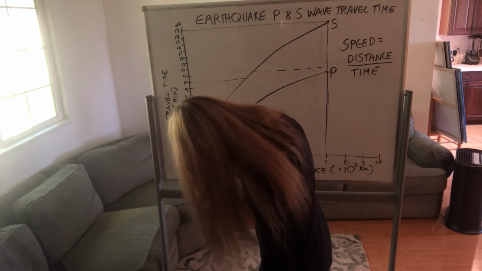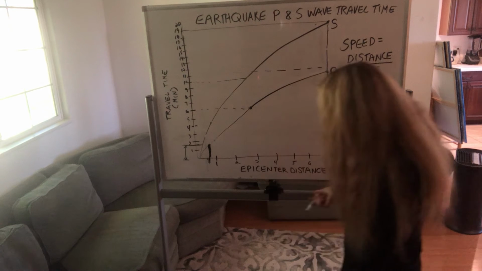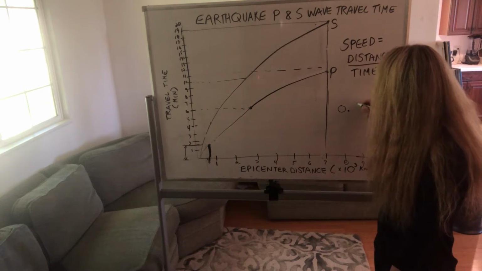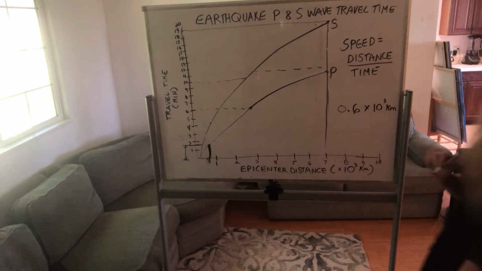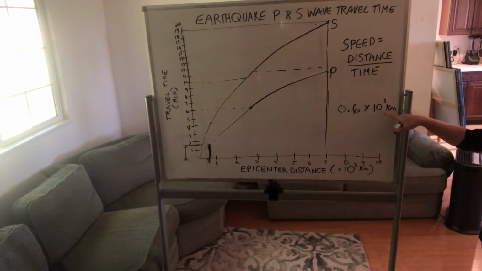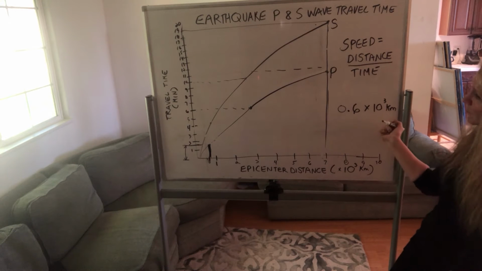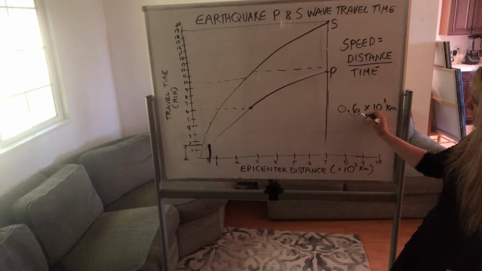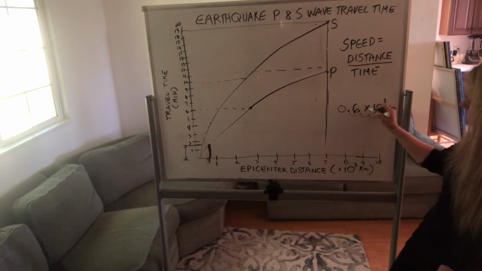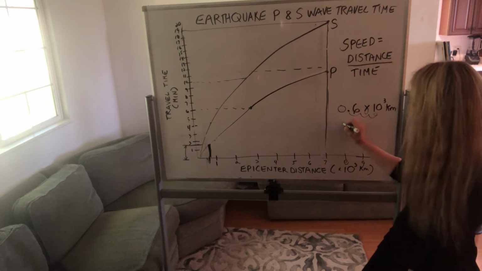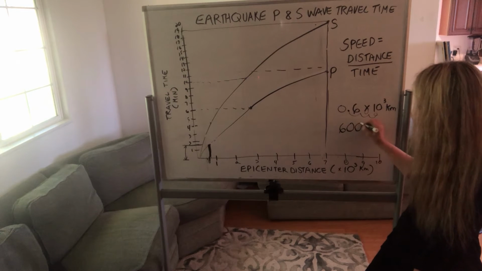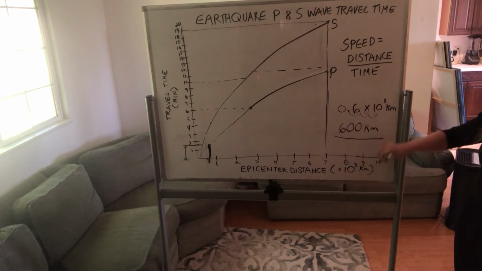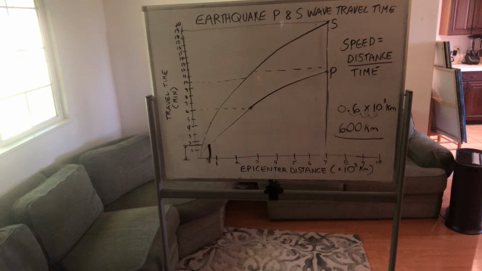I'm going to say point 6. Okay, so here is scientific notation, and so we're going to move the decimal 3 places to the right. 1, 2, 3. All right, and that's going to give you 600 kilometers. So this then is the distance to the epicenter of the earthquake.